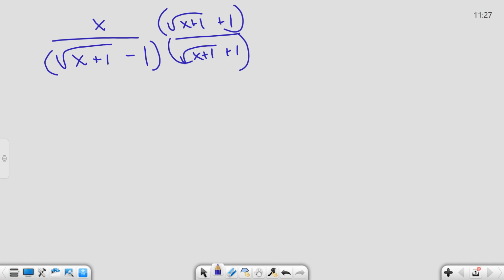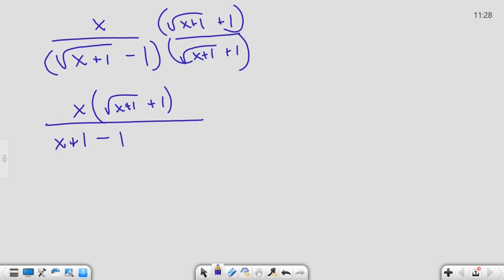Well, that's going to get a little nasty. I'm going to leave the top alone for a second. What does the bottom become? X plus 1 minus 1, which becomes, that cancels, the square root of x plus 1 plus 1. All right, does everybody see how I got to that?